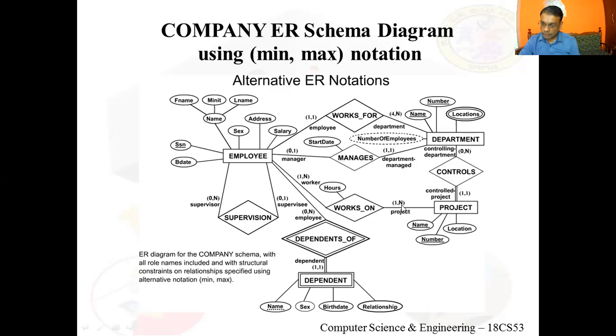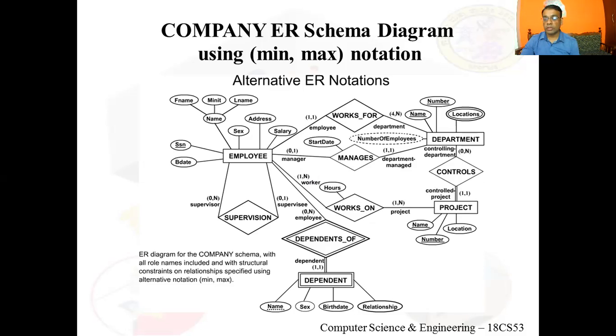This maximum n means a project can have one employee or n employees. An employee needs to work on a minimum of one project, and can work on a maximum of n projects. Now employee John Smith works on project X, John Smith also works on project Y, and John Smith also works on project Z.